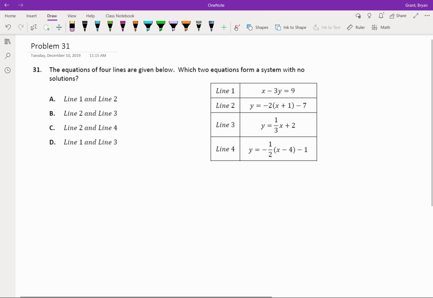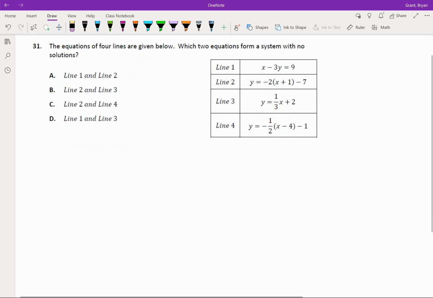We're looking at problem 31 today, but as long as your problem looks just like this, don't worry about the number. It changes from year to year. They gave us the equations of 4 lines, which means if we graphed these, and notice each one has an x and a y, they're all going to make some sort of diagonally sloped lines. Now they're asking us which equations form a system with no solution.